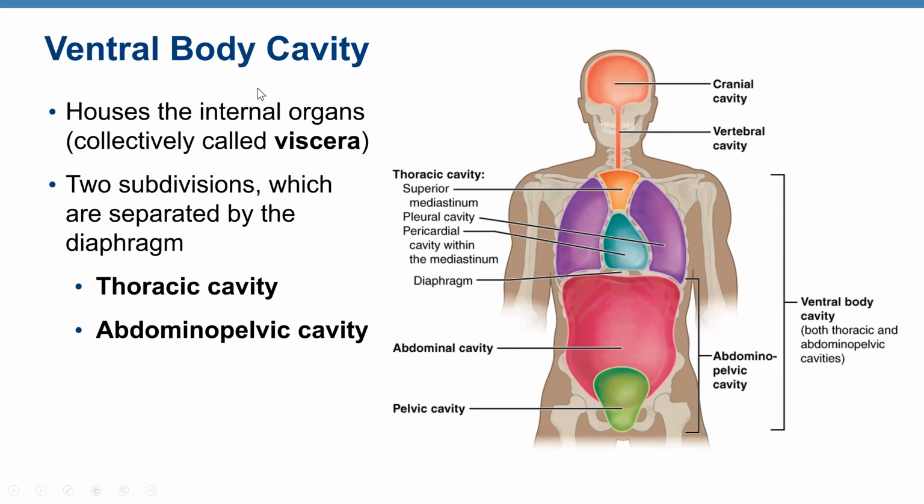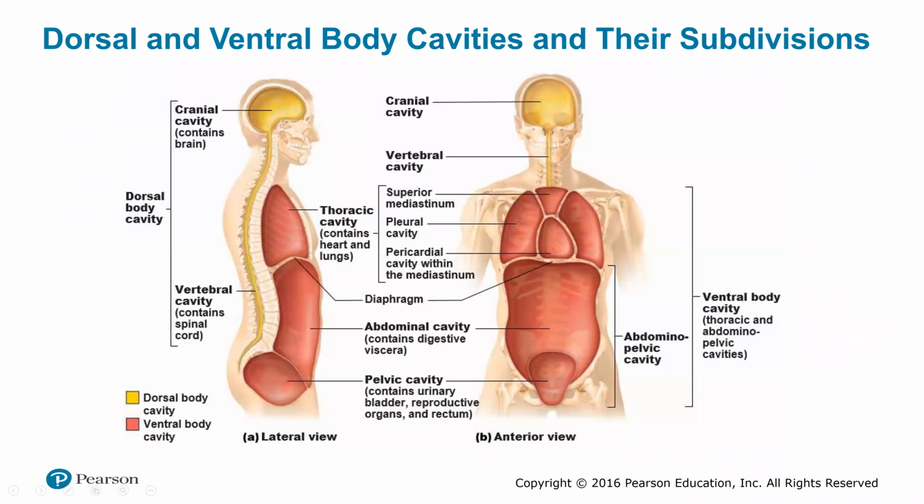Ventral body cavity houses the internal organs collectively called viscera, and has two divisions which are separated by the diaphragm. So here's the diaphragm, a muscle that separates the thoracic cavity. So on the top is the thoracic cavity. The abdominopelvic cavity is below the diaphragm. Inside those cavities, we have viscera, or internal organs. This is what we call internal organs, viscera.